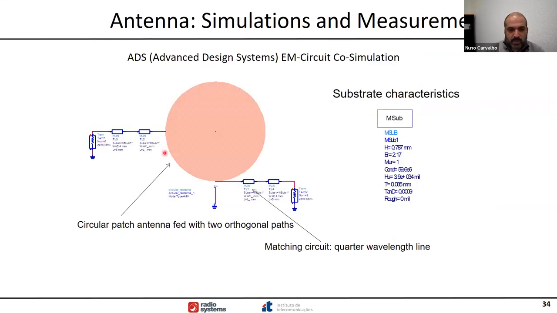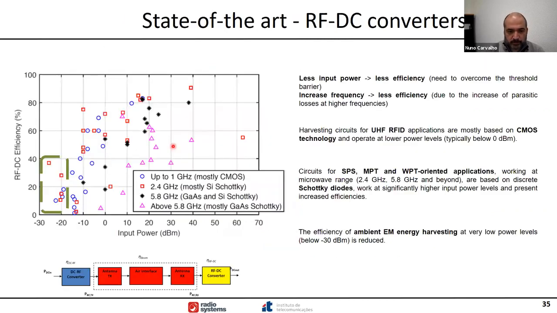Well, this is the antenna that we designed. We have matched each one of the elements, for horizontal and vertical polarizations, and this antenna will then feed two RF to DC converters, one for each of the polarizations.